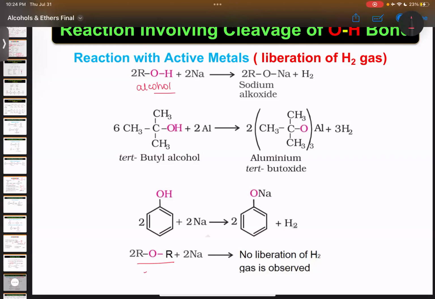Or any other active metal, sodium, potassium, aluminum, right? So you can see this hydrogen being liberated. I have written it in the back as a byproduct. Got it? This one. Clear? Look here. But why is no hydrogen liberated here? What's the reason?